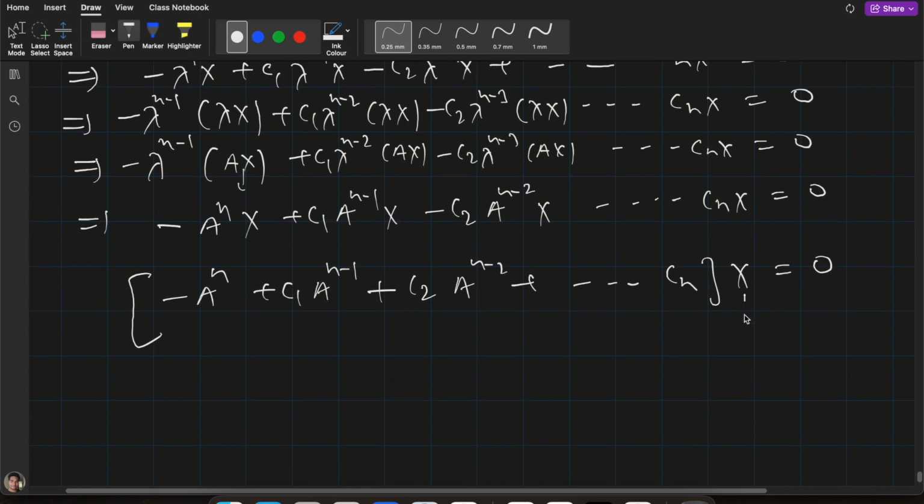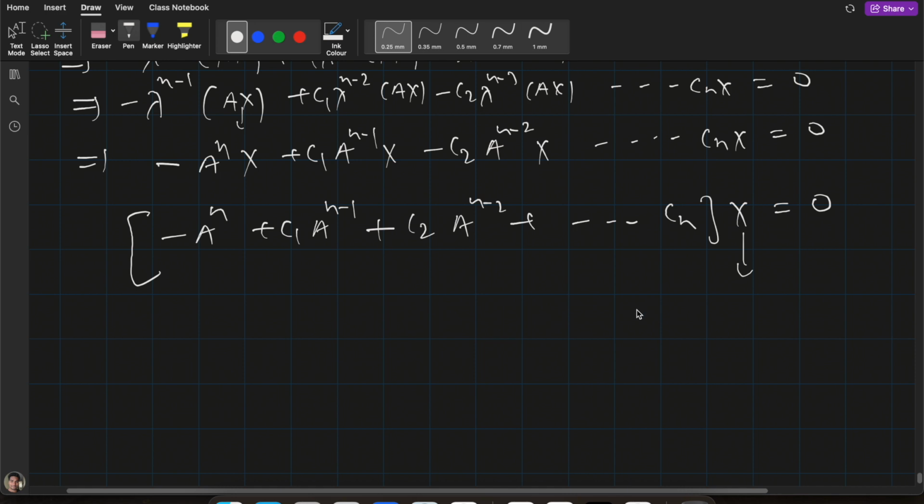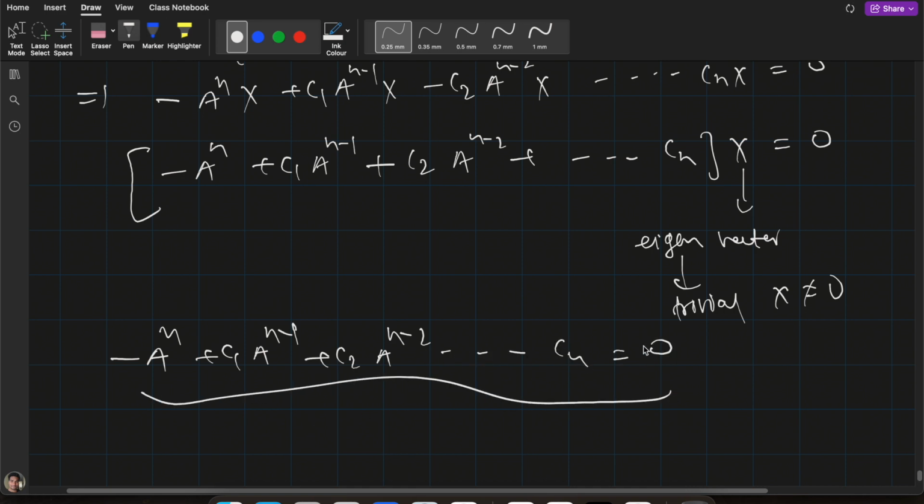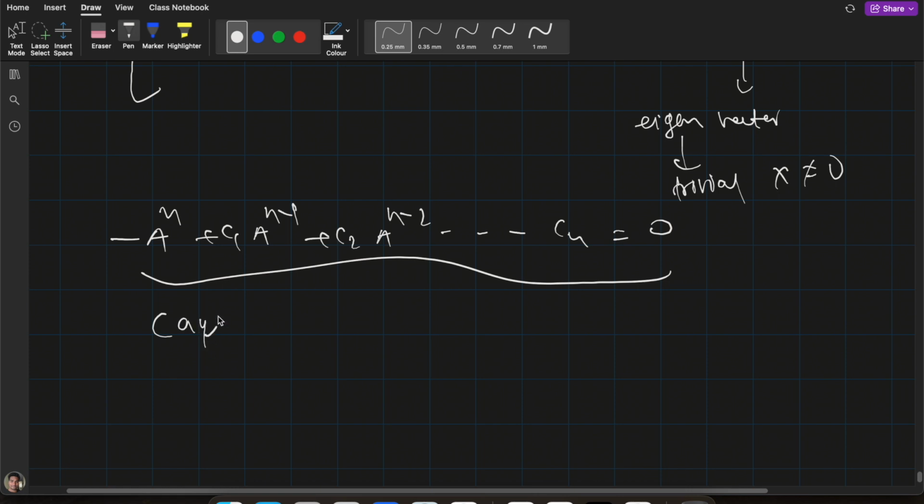Since I know that x is an eigenvector, and it is not trivial, x cannot be equal to 0. So what does it mean? You will get minus A^n plus c1 A^(n-1) plus c2 A^(n-2) plus cn equal to 0, and this is called the Cayley-Hamilton theorem.